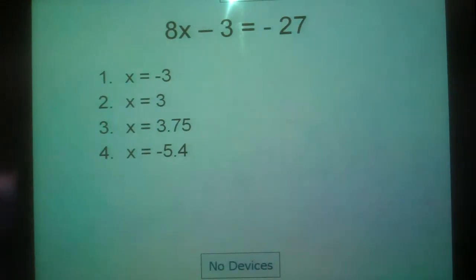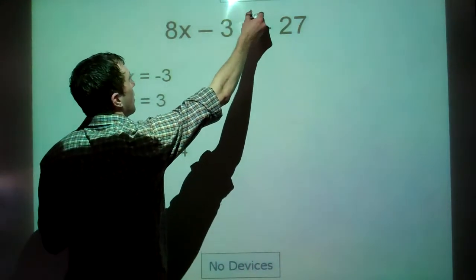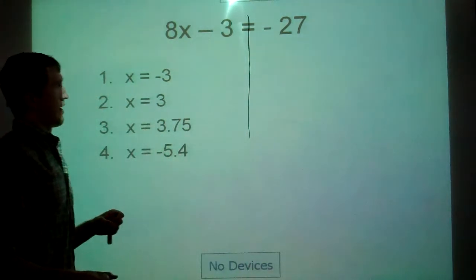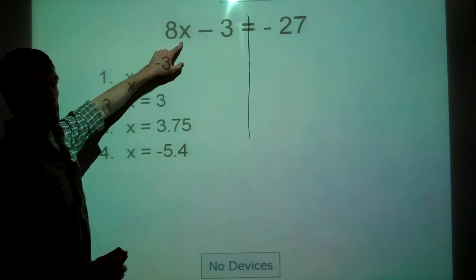We do have time for one more, and this will be a good one because it's got some negatives involved. Let's check this out, see what we get here. Always want to do that first. And we want to get that 8x term by itself so that eventually we can get x by itself.